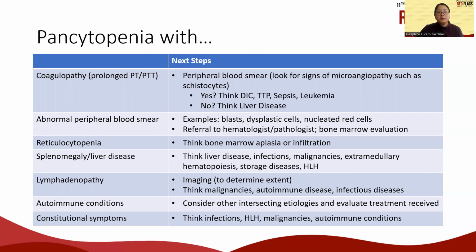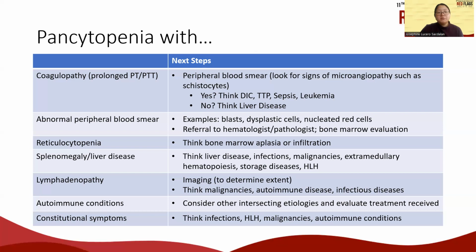When there are clear abnormal peripheral smear findings, such as blasts, dysplastic cells, or nucleated red cells, a referral to a hematologist or pathologist is important, and eventually the patient may need a bone marrow evaluation. When pancytopenia is accompanied by reticulocytopenia, this is more likely a cause of bone marrow aplasia or infiltration.